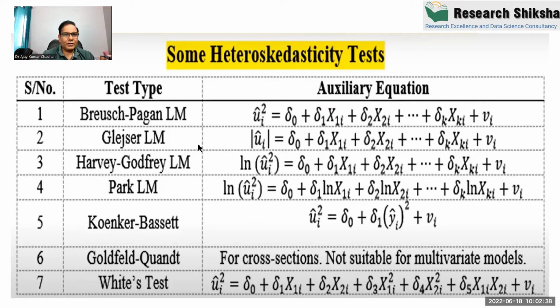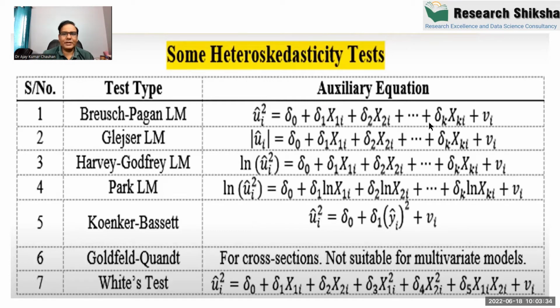Now, just see the equations. The Breusch-Pagan test is represented in this equation: the square of the error term is the dependent variable, and x1, x2, x3 are the independent variables. Only thing is that we are replacing y with the square of the error terms. So this is the simple Breusch-Pagan LM test. Glejser, Harvey, Godfrey, all these tests only replace the dependent variable. Glejser considers the modulus of the error term as the dependent variable. Harvey, Godfrey take the ln, natural log, of the square of the error term.